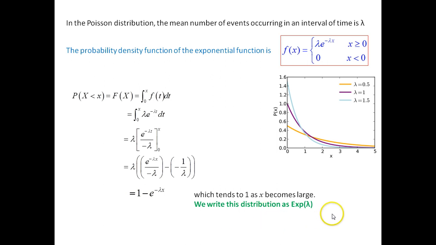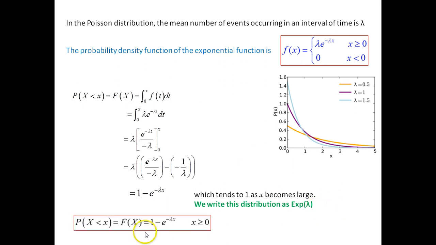And we can write this distribution as exponential distribution with a parameter lambda. It's not the mean this time, mind. So up to a point x, we've got that expression. Over a point x, we need to take that away from 1, which leaves us with just e to the minus lambda x.